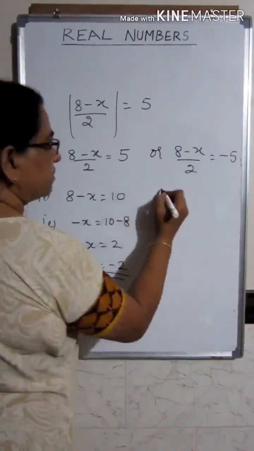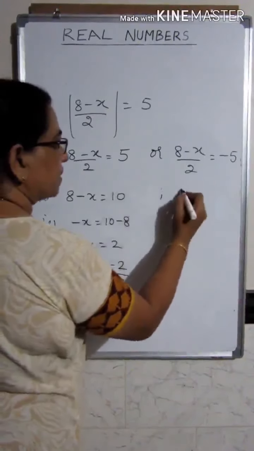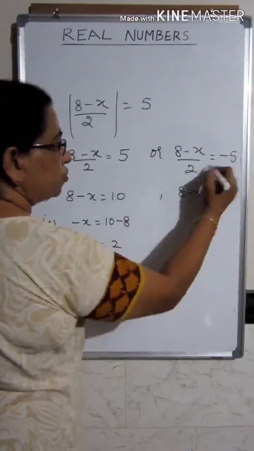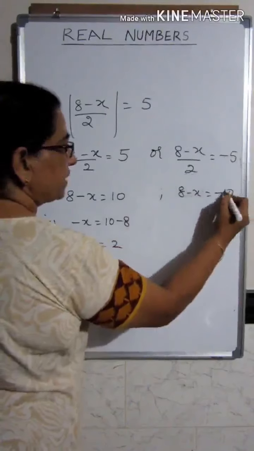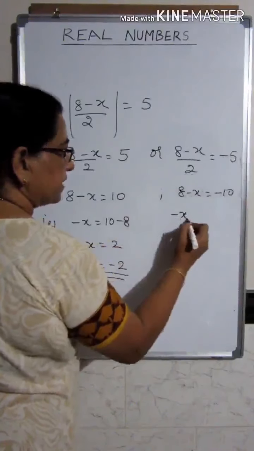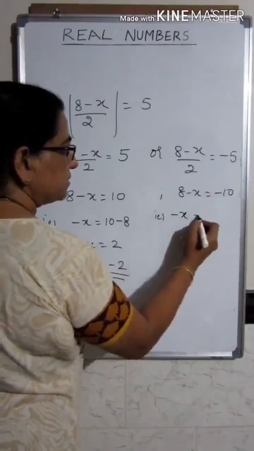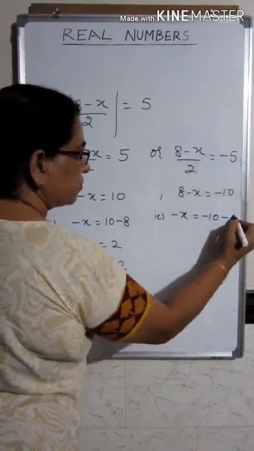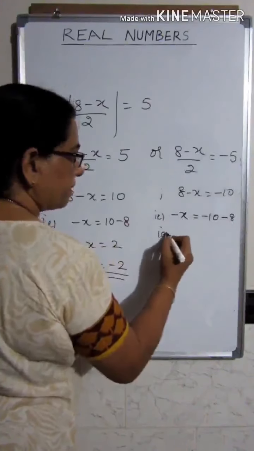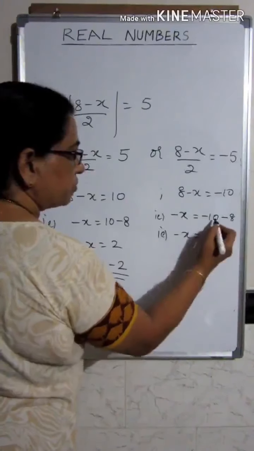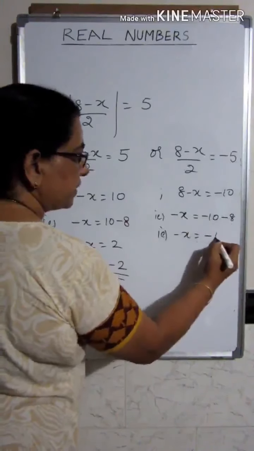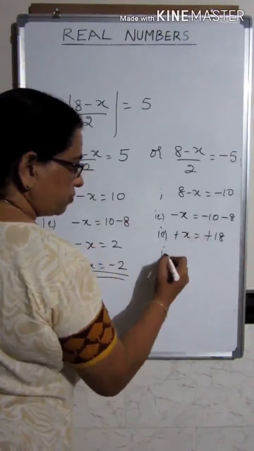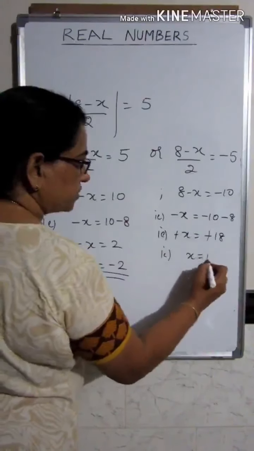Now here you get 8 minus x is equal to 5 into 2 into minus, which is minus 10, or minus x is equal to minus 10, taking 8 to the other side you will get minus 8. So you will get minus x is equal to minus 10 minus 8, which is minus 18. Cancel the negative sign on both sides. So you will get the value of x is equal to 18.